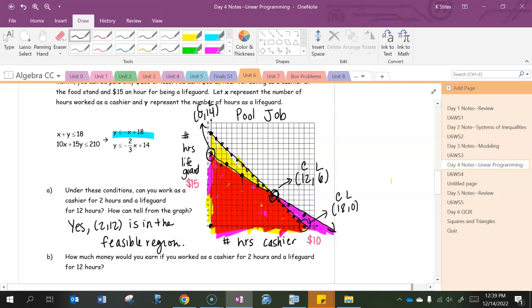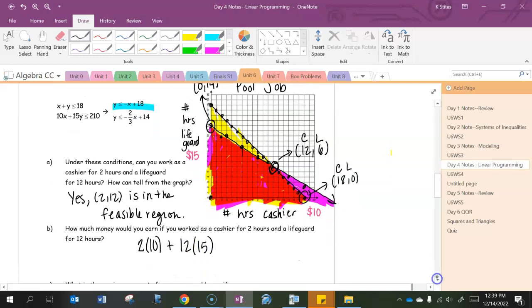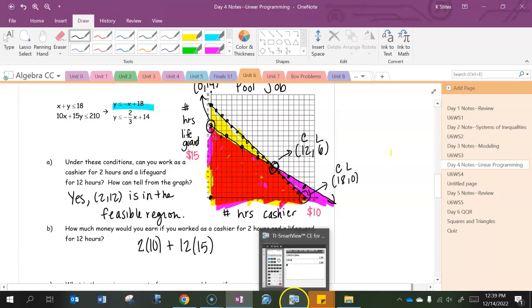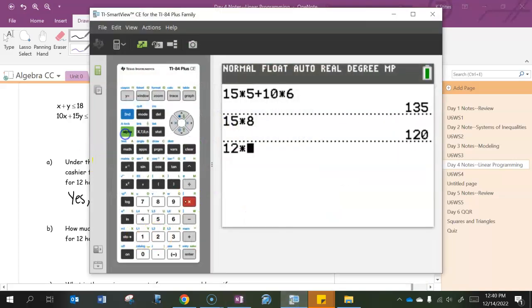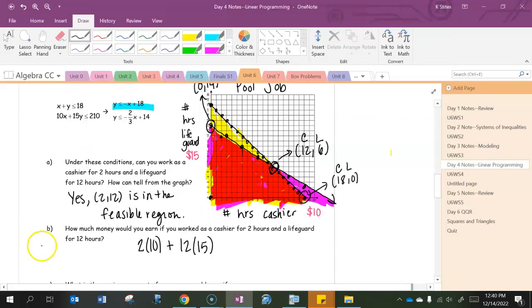All right, now how much money would you earn if you worked as a cashier for 2 hours and a lifeguard for 12? All right, so 2 hours as a cashier, and again, we already worked out cashiers make $10, and a lifeguard, 12 hours we're working, lifeguards make $15. So we'll just go ahead and type this in. I think 12 times 15 is 180 maybe? Yep, so 180 plus 20, that's going to be $200.